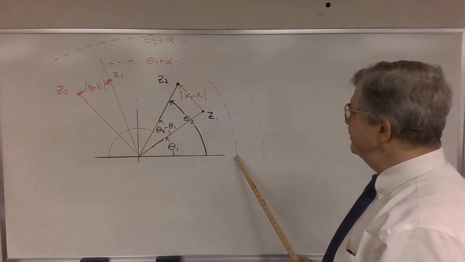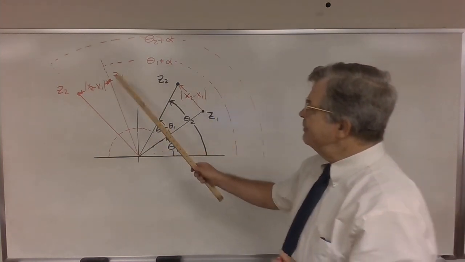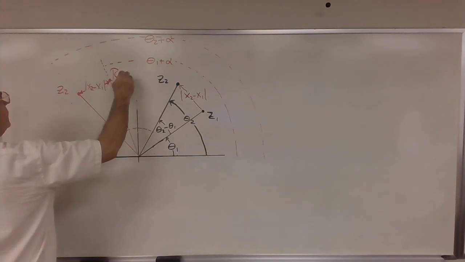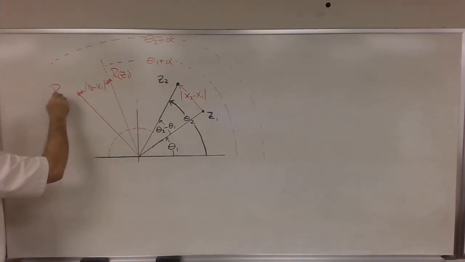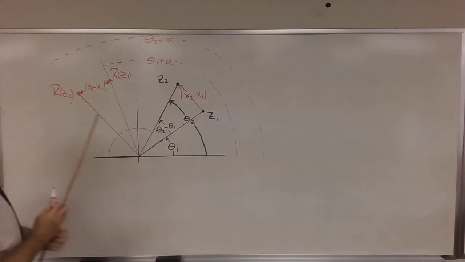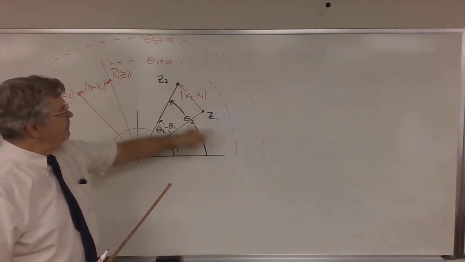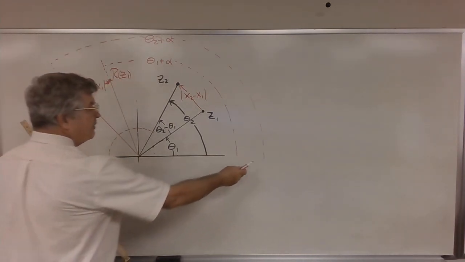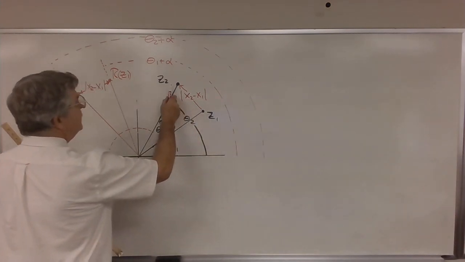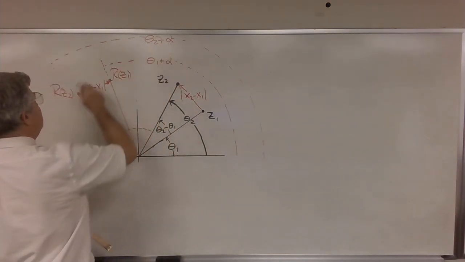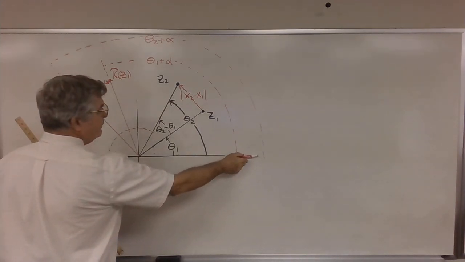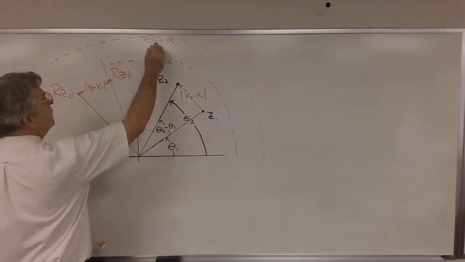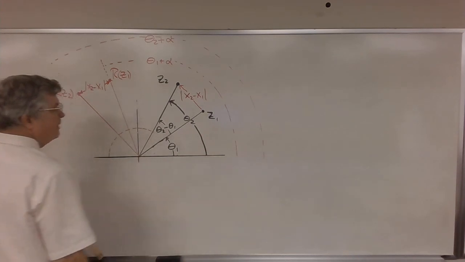So with respect to the positive x-axis, the image of Z1 is at an angle of theta 1 plus alpha. With respect to the positive x-axis, Z2 has been rotated by an angle of alpha. And so the image of Z2 makes an angle of theta 2 plus alpha with respect to the positive x-axis.